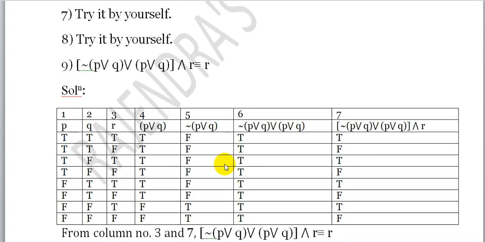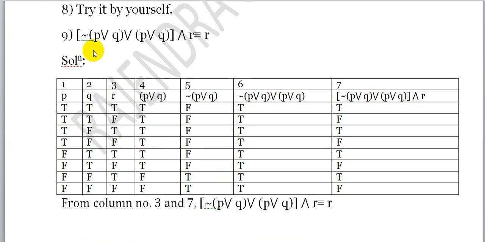Now see question number 9. It contains negation of PRQ or PRQ, and R, equivalent to R. So there are three different letters. We write P, Q, R in columns number first, second, and third. In column number 4, we write only PRQ. In column number 5, negation of PRQ. In column number 6, negation of PRQ or PRQ. In column number 7, the whole left hand side.